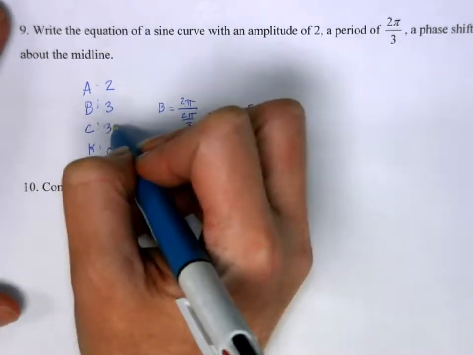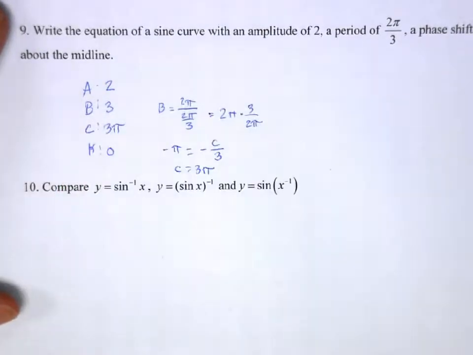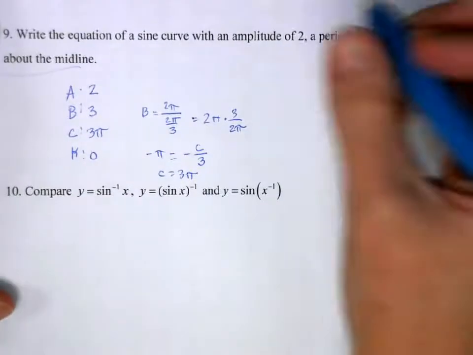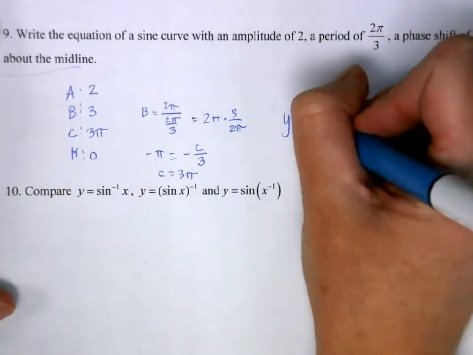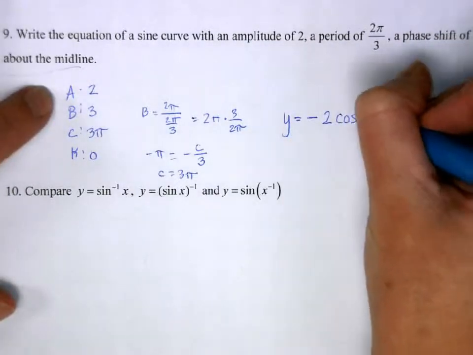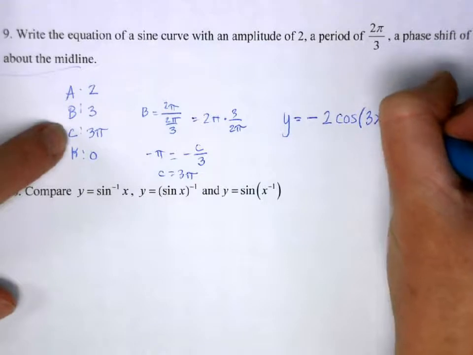And then this one wants us to reflect it in the midline, which means make it negative. So y equals negative 2 cosine 3x plus 3 pi, and there's no vertical shift.